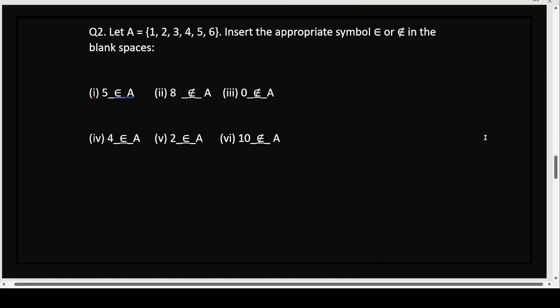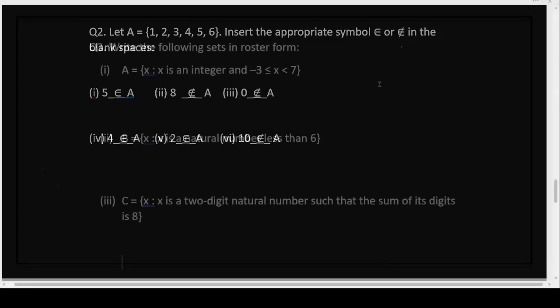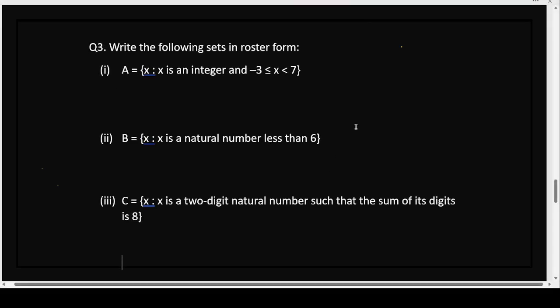We'll move to the next question. Write the following sets in roster form. The first one is set A equals, within curly brackets, x such that x is an integer and -3 less than or equal to x less than 7. This is in the set builder form. We have to write it in the roster form. What are the elements in this set?